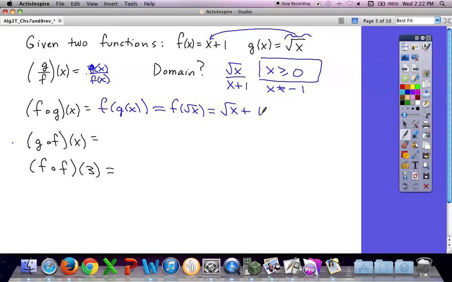Okay, how about if you do the opposite direction? What if you write it as g of f of x? That would be g of x plus 1, which means take this and put it in the place of the x there. What does it look like? Square root of x plus 1.